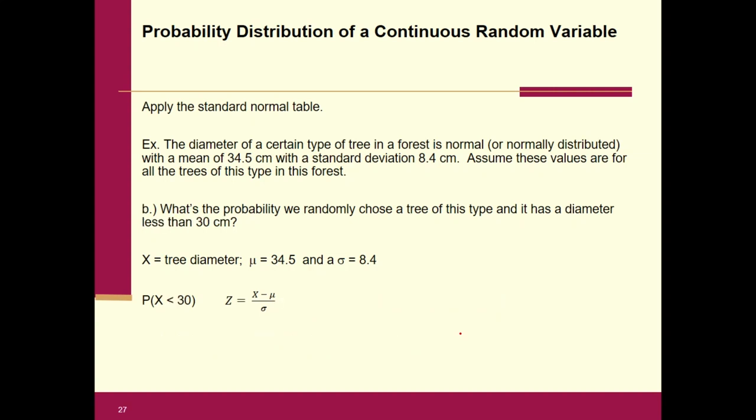We'll do another one. B. Notice same background information. But B now was the probability we're going to choose a tree that has a diameter less than 30 centimeters. Less than 30. So we saw the mean is 34.5. We still have a standard deviation of 8.4, and we're trying to figure out the probability that x is less than 30.